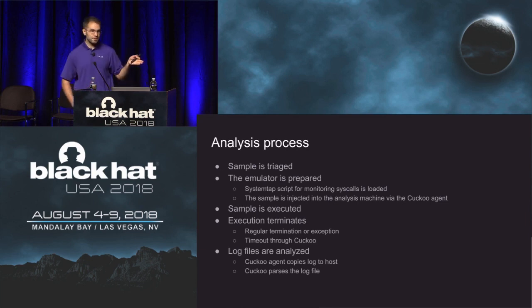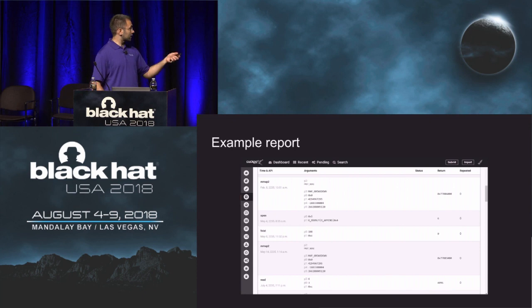So the analysis process is that the sample is triaged. So for example, if you have an ARM sample, it is associated with an ARM image. Then the emulator is prepared, the SystemTap script is loaded, the sample is injected, the sample is executed. Once the execution terminates, either because the sample finished or because there is a timeout, then the log files are retrieved and Cuckoo parses the log files. And this will give an example report like this here, where you can see the syscalls that are happening inside the sample.